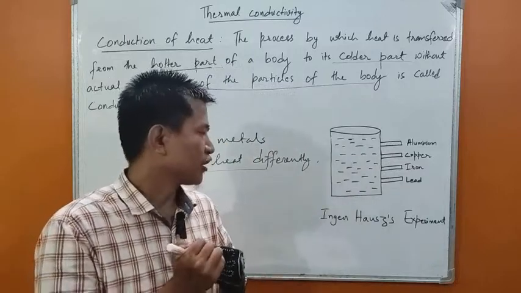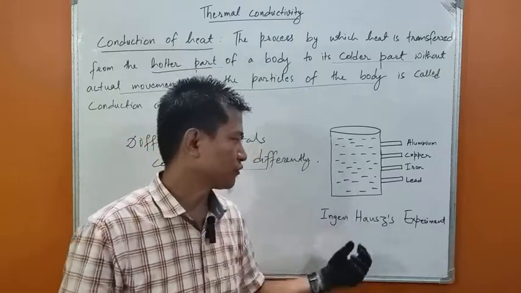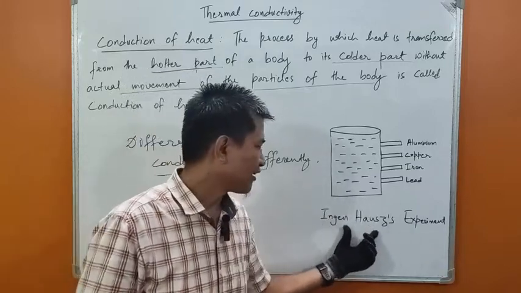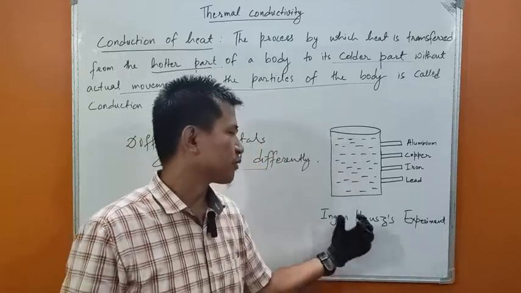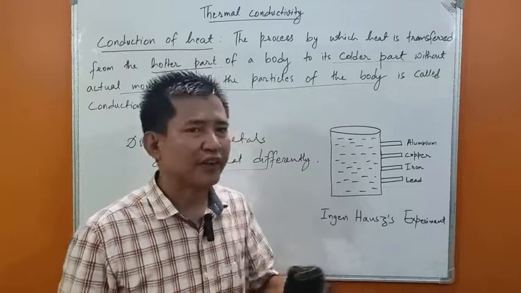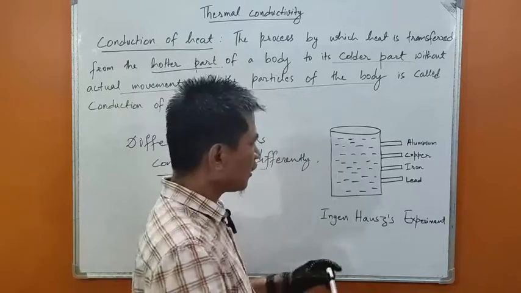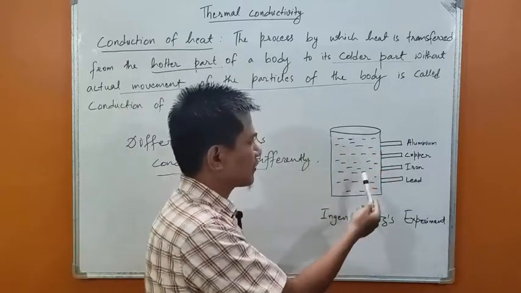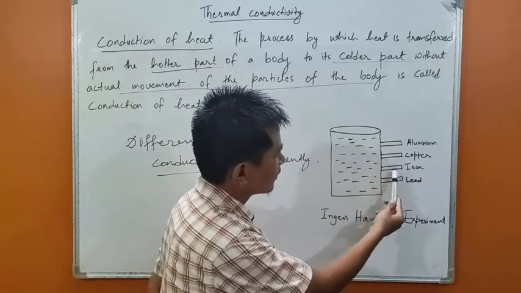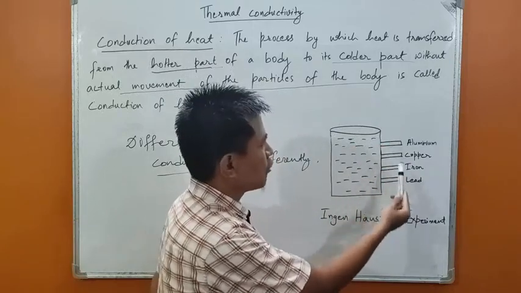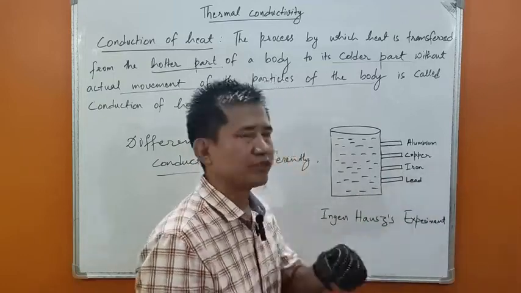This can be understood from an experiment. This is called the Ingenhousz experiment. Ingenhousz performed an experiment to prove that different metals conduct heat differently. Now, what he did in this experiment is, you can see a cylinder, and there are 4 metals, 1, 2, 3, 4 metals, of equal length and equal cross-sectional area, means equal thickness.